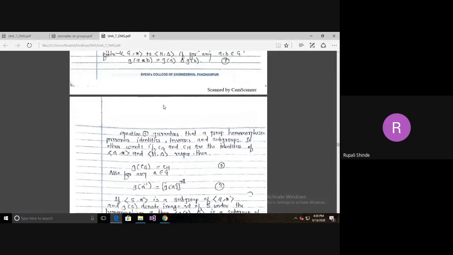So if all these conditions are satisfied, then we can say that these two groups are in homomorphism with each other, or this is a group homomorphism. Have we understood now?